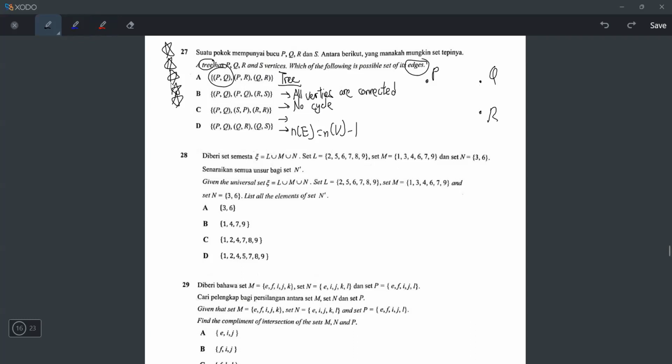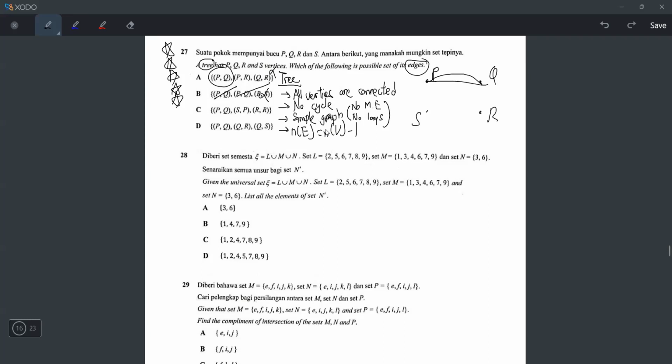For B we have PQRS. We have an S here, but this time it's PQ, and then PQ again. Oh, that means wrong already. Okay, I remember what the one more characteristic is. It has to be a simple graph. I couldn't remember just now, but now I remember. So it's a simple graph: no multiple edges and no loops. So please memorize these 4 characteristics.